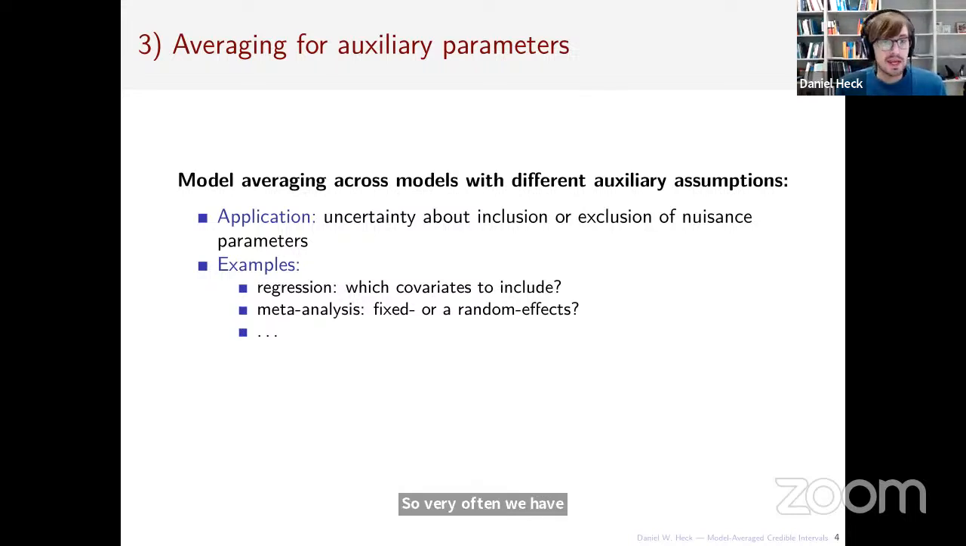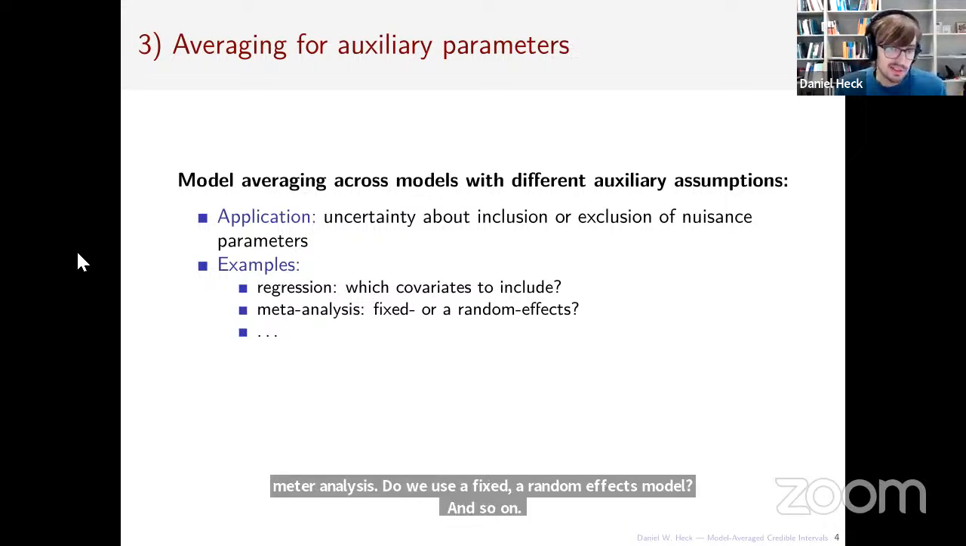Should we include or exclude a certain nuisance parameter or other assumptions? For instance, in regression, which covariates to include; in meta-analysis, do we use a fixed or random effects model, and so on. And model averaging is used a lot in these applications and successfully, I think.